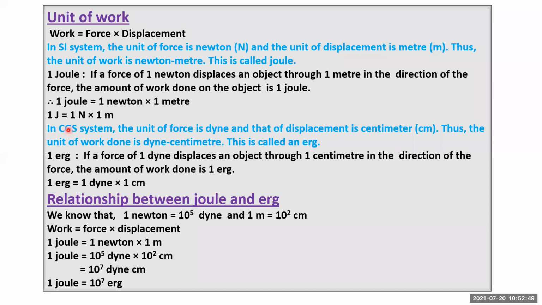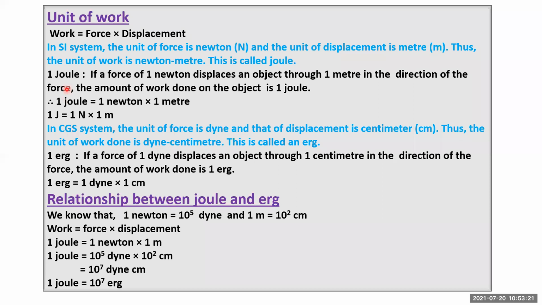In place of kilogram, we use gram, therefore the unit of force becomes dyne. In the SI system, the unit of force is the Newton, but in the CGS system, the unit of force is dyne and that of displacement is centimeter, since distance in the CGS system is measured in centimeters. Thus, the unit of work done is dyne centimeter. Dyne centimeter is the unit of work done in the CGS system.